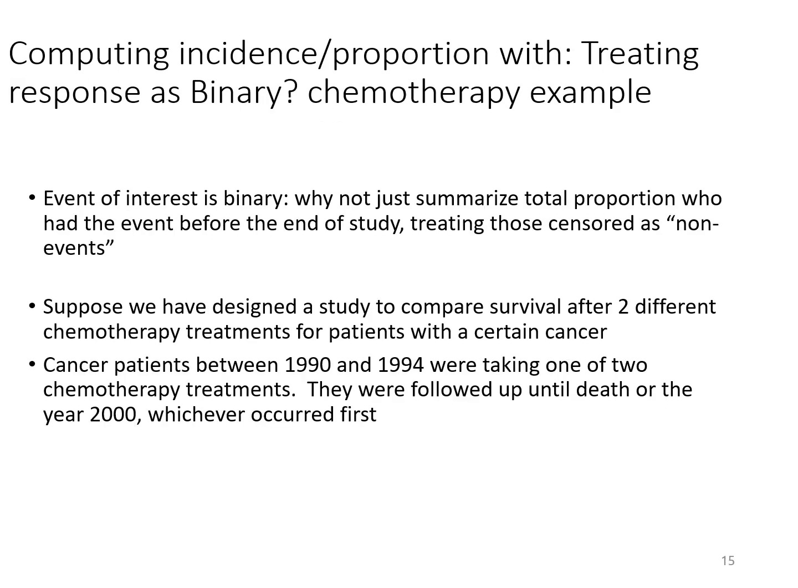Okay, so instead, if we simplify the outcome to a binary variable, event versus no event, we lose important information. When we do that, it means that we are considering those who are censored as non-event. So two groups may have the same proportion of events, but the timing of those events may be very different.